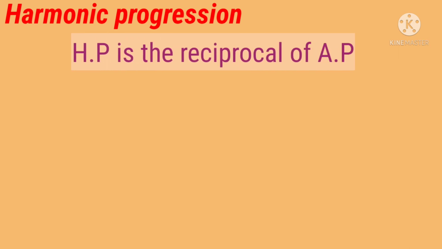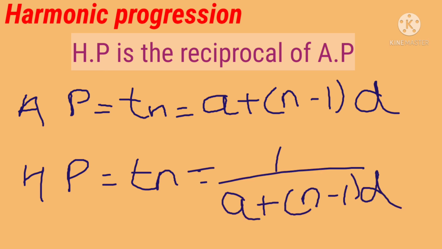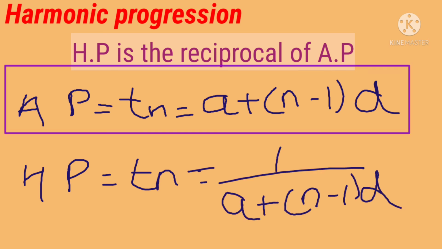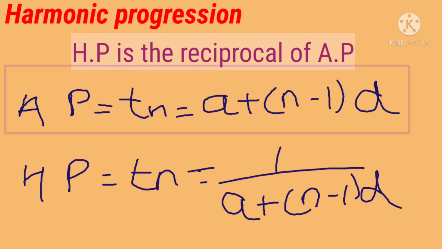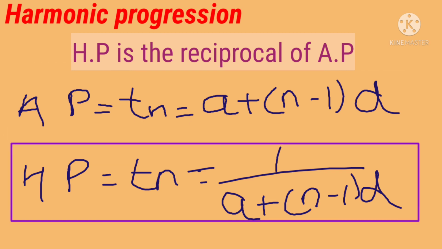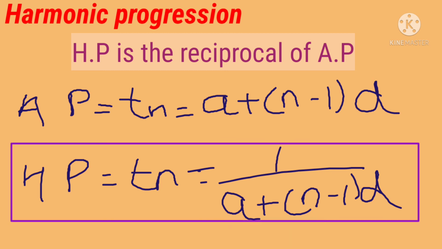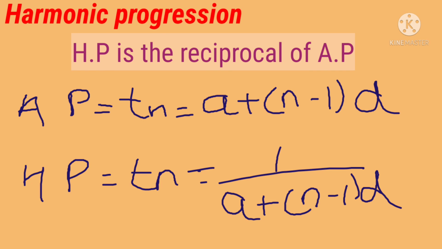Now let's move on to the harmonic progression, which we call HP. This harmonic progression is completely the reverse of the arithmetic progression. In the arithmetic progression we use the formula for the nth term, Tn is equal to A plus (n minus 1)d, but over here the HP is the reciprocal, that is 1 by (A plus (n minus 1)d). The rest of the terms are like an AP, the only thing is it is in reciprocal order.